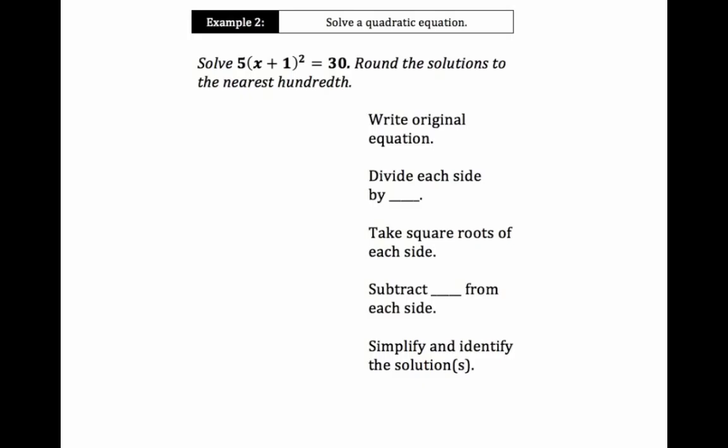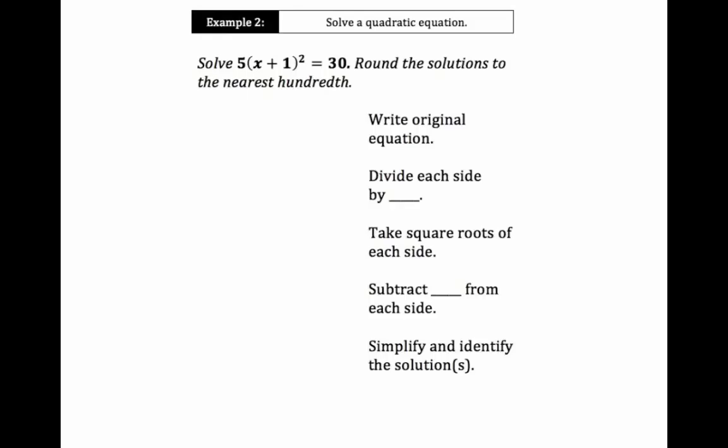Okay. We're going to continue solving quadratic equations. They're going to be a little more complicated now. So we have 5 times x plus 1 squared equals 30. I'm throwing a couple things at you at once, but you guys are smart. I know you can handle it.